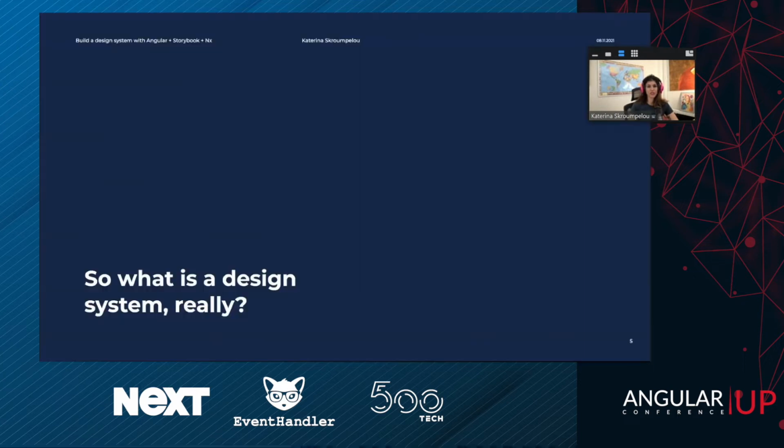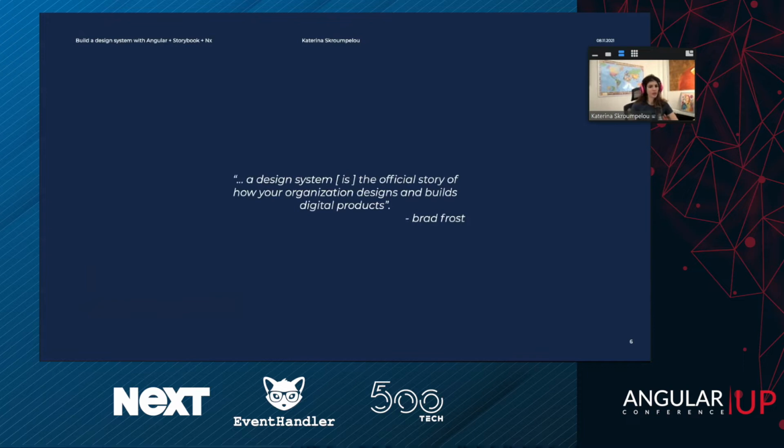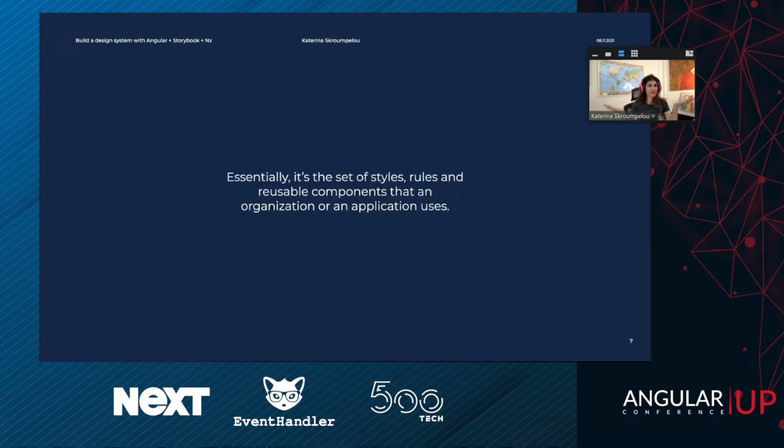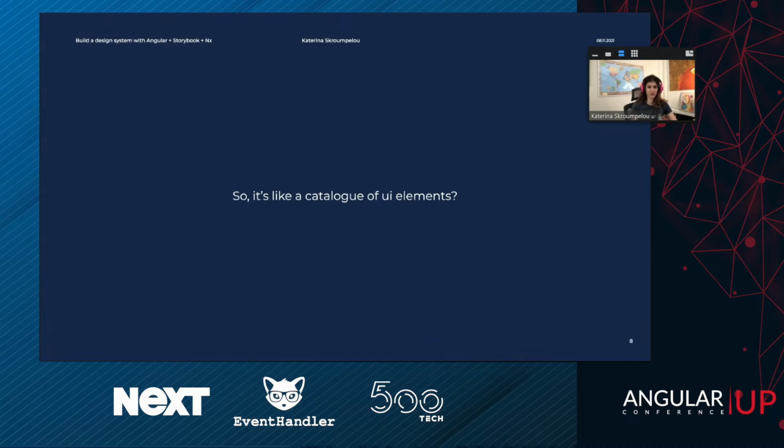So let's see first, what really is a design system? Brad Frost has this great definition that I like. A design system is the official story of how your organization designs and builds digital products. Essentially, it's a set of styles, rules, and reusable components that an organization or an application uses.